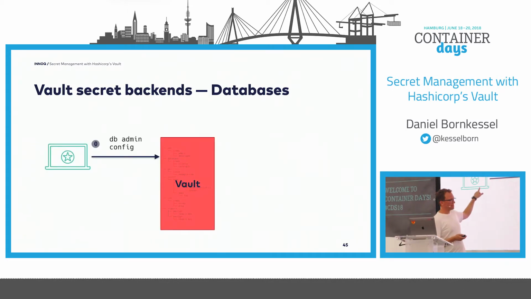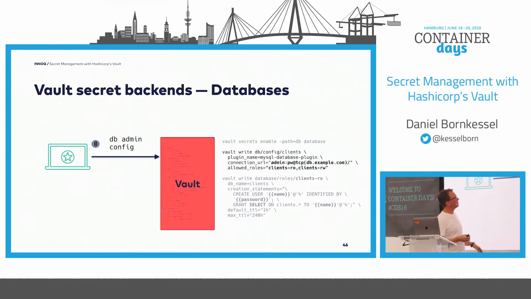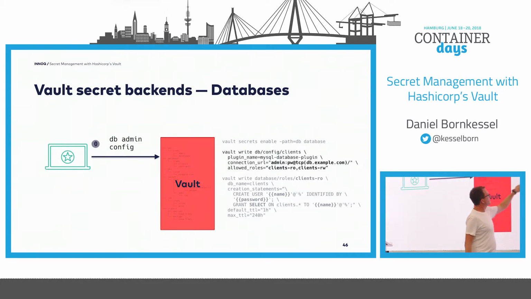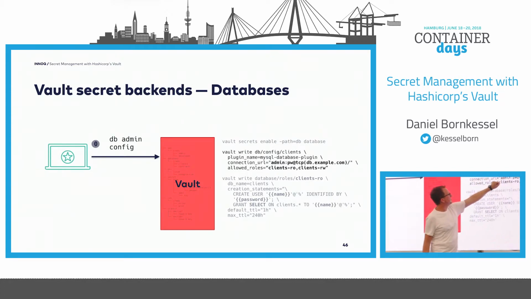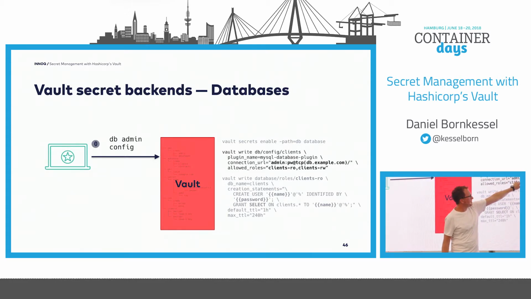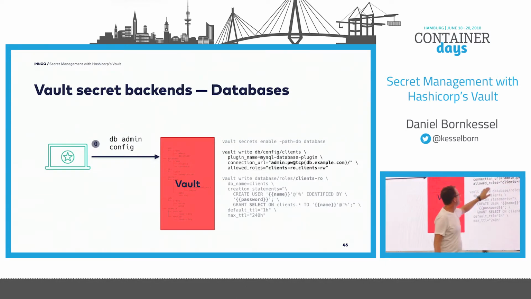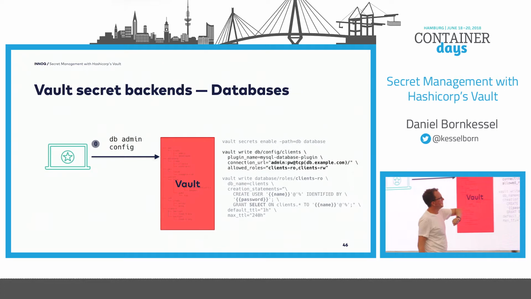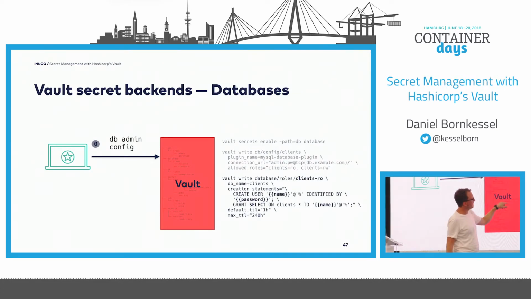So the first step is that some administrator or developer configures Vault. I have an example here. So you tell it here for the client's database, it's a MySQL database. The connection URL has a user and password given, so they have to have the rights to create new users. This is the host. And then you have the allowed roles: clients-ro, clients-rw. So we have read-only access now and read-write access. And these roles are defined here.